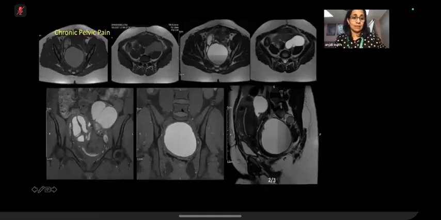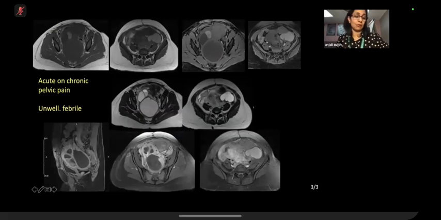This is a lady who has known endometriosis, bilateral endometrioma. You can see a hematosalpinx component on the right side. She presented with acute or chronic pelvic pain. She was very unwell and febrile. So can you describe the findings? We already know that she has known bilateral endometrioma and a small hematosalpinx on the right side. So maybe you can describe the bottom 3 images, or the bottom 2 images.